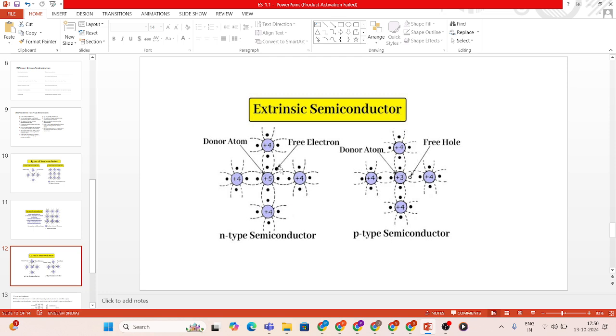So the pentavalent atom is called a donor atom because it donates an electron to the conduction band of the pure semiconductor atom. Pentavalent has five electrons in the outermost orbit. Examples are bismuth, antimony, arsenic, phosphorus. In n-type semiconductor, as the conduction takes place through the electrons, electrons are the majority carrier and holes are the minority carrier.